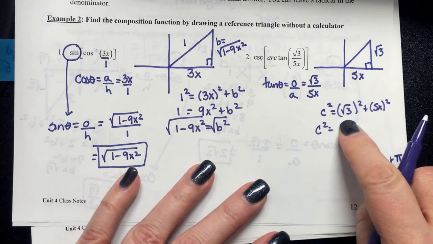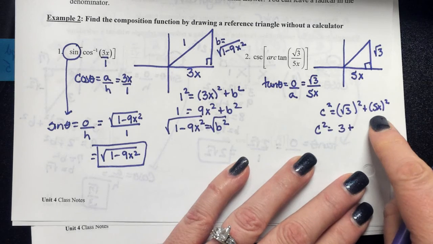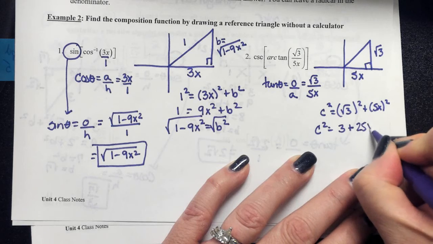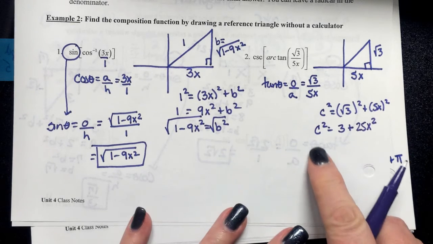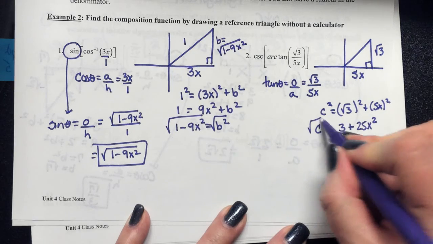What's the square root of 3 squared? 3. What's 5x squared? 25x squared. So to solve for c, what am I going to do to both sides? I'm going to take the square root.